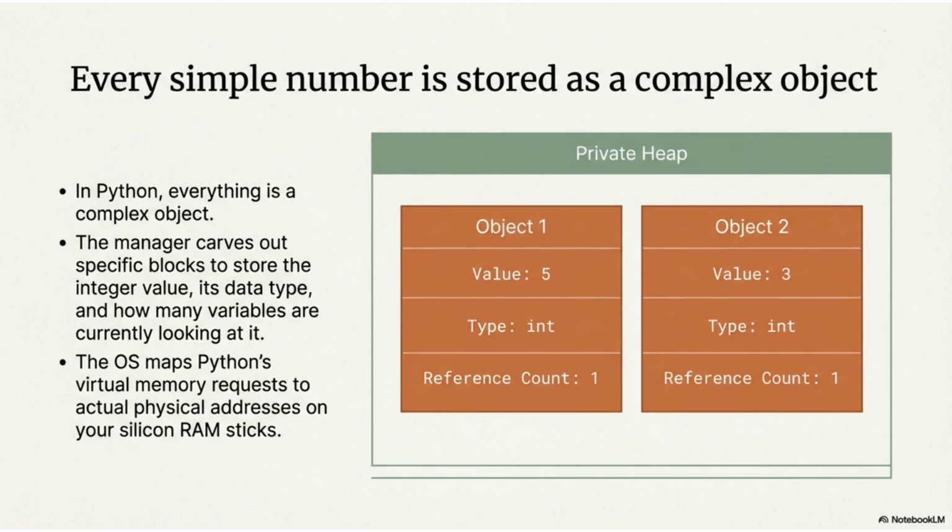In Python, every simple number is treated as a complex object stored in the private heap. The memory manager carves out blocks to store the integer value, its data type, and the reference count.